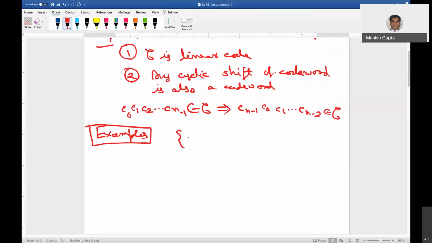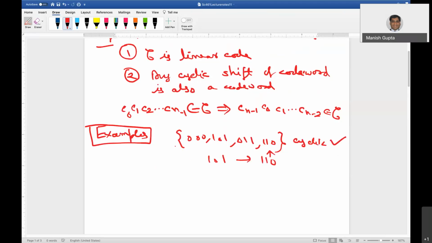If you look at the first example, 000, 101, 011, and 110. Now you can see that this code is cyclic. Why? Because if I take any code word, say 101, and do the cyclic shift, I will get 110, which is there in C. If I take 011 and do the cyclic shift, again you will get 101. If I take 000 and take a cyclic shift, it is again in the code. So this is a cyclic code.